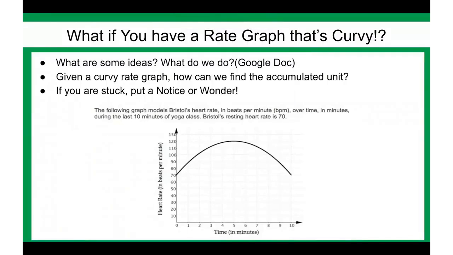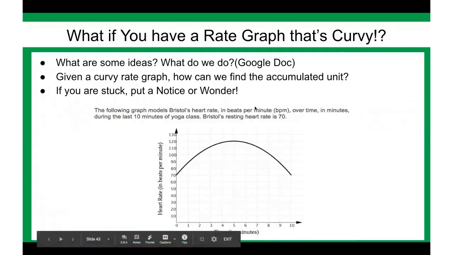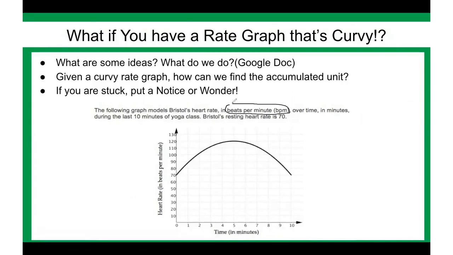So if you look at this example, I'm going to have us do a participation check in a second, but let's first take a look at this. So let me first read it and then I'll talk about it. It looks like this following graph models somebody called Bristol's heart rate in beats per minute. So beats per minute, in your mind you should think that's a rate. Whenever you see the per, beats per minute, so it's a heart rate over time in minutes, okay? During the last 10 minutes of a yoga class.